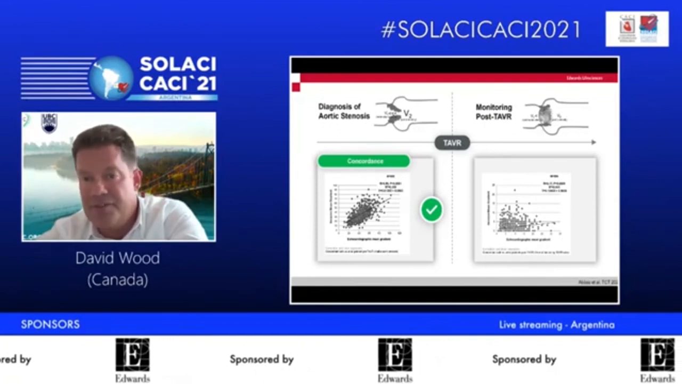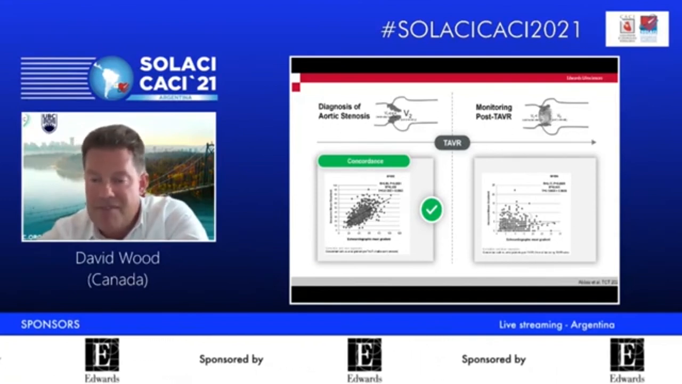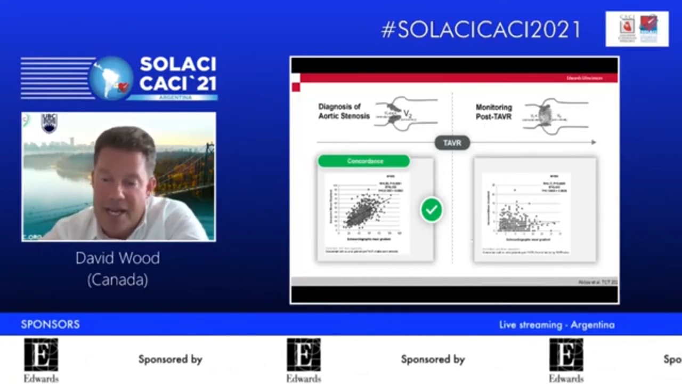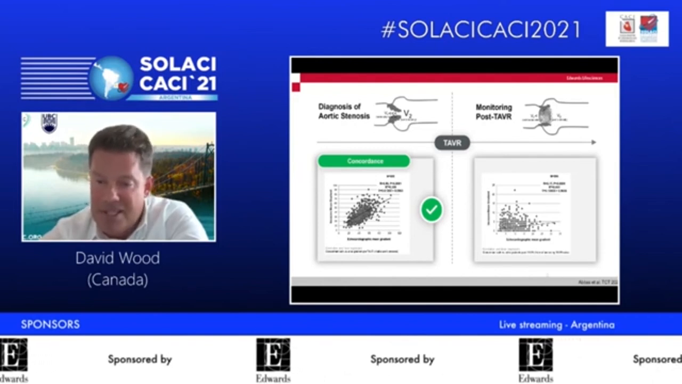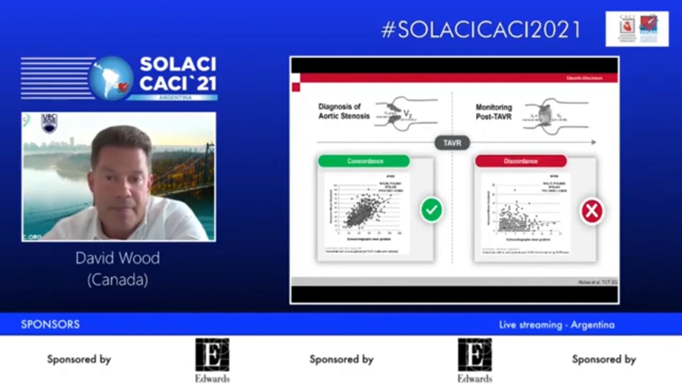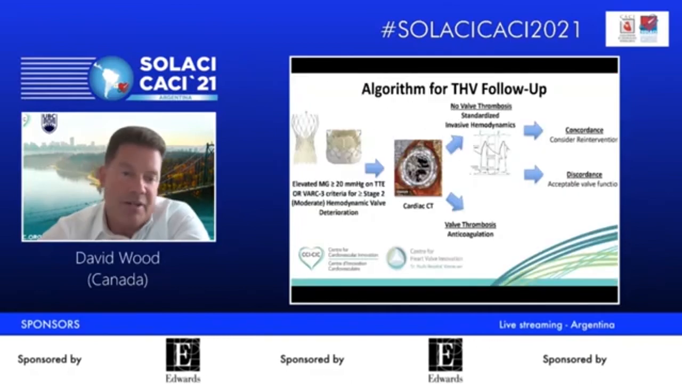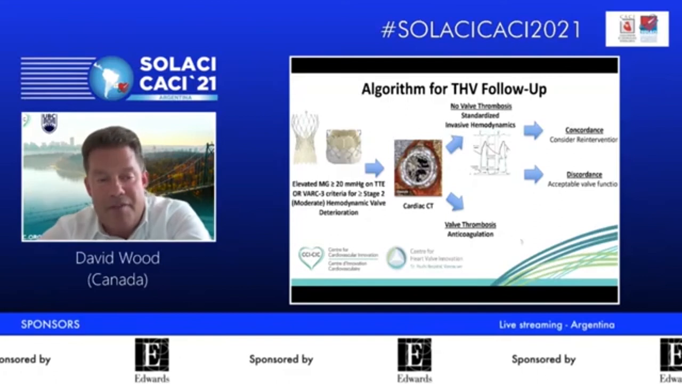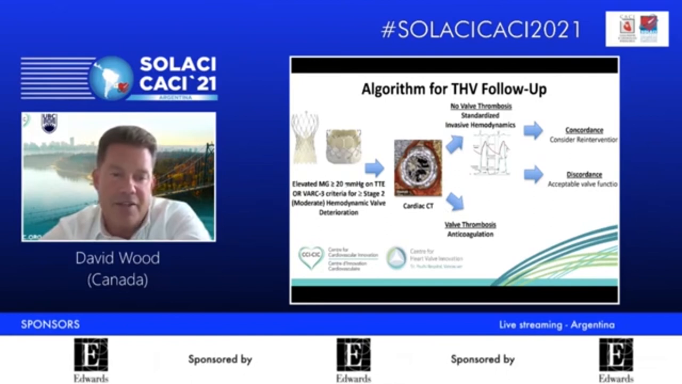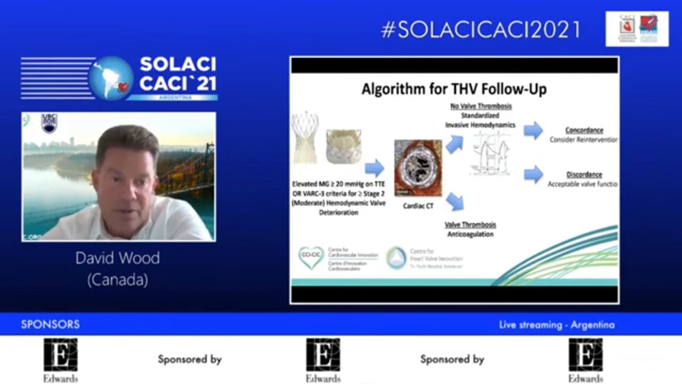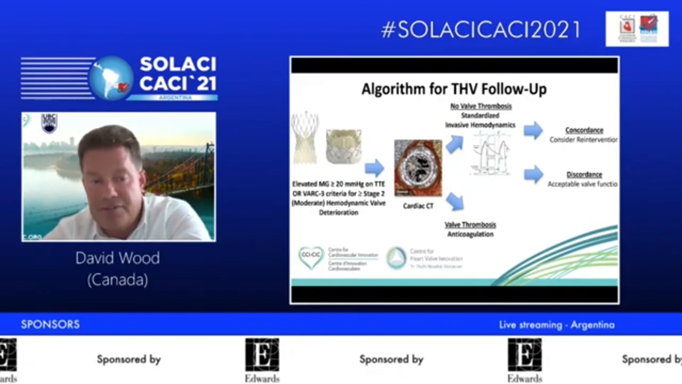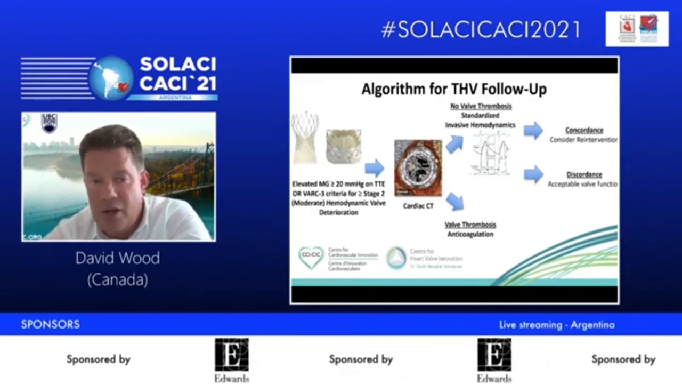But once you put a valve in, and this is not new, whether it's a transcatheter valve or a surgical valve, it is very hard to predict the relationship between invasive gradient and echo derived. And Amer has two papers accepted to Circ Intervention that will be coming out, I think, shortly. So this is the algorithm that we came up with last year. You have a patient with a short frame, a tall frame valve, it doesn't matter. You've got a mean gradient greater than 20 on echo, or they meet VARC 3 criteria, and Philippe just highlighted that, for stage 2 hemodynamic valve deterioration.